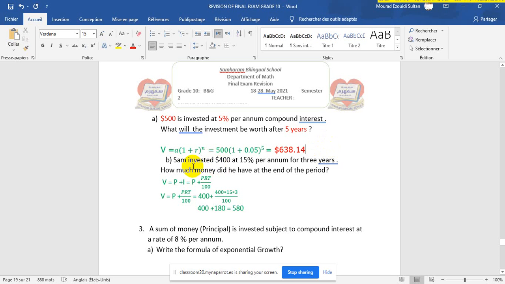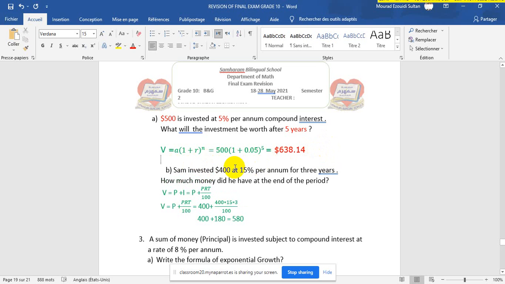For question B, Sam invested $400 at 15%. This is the principal. You see this one, the principal. The principal is 400.